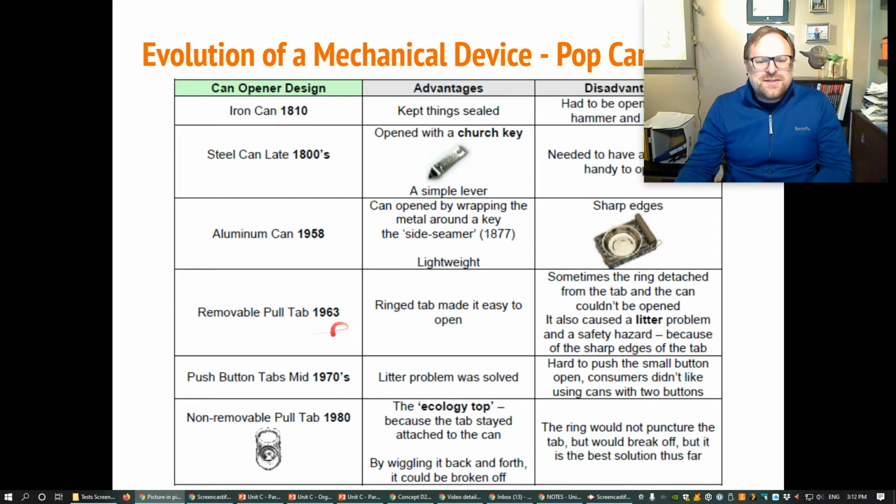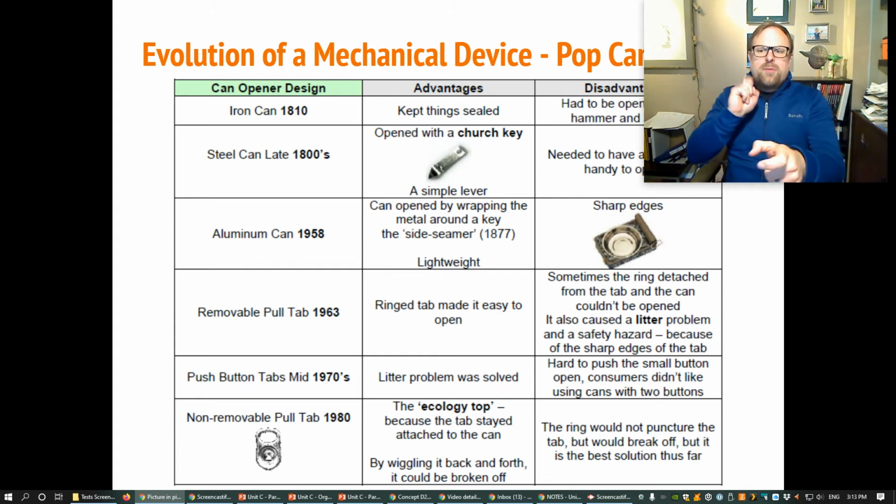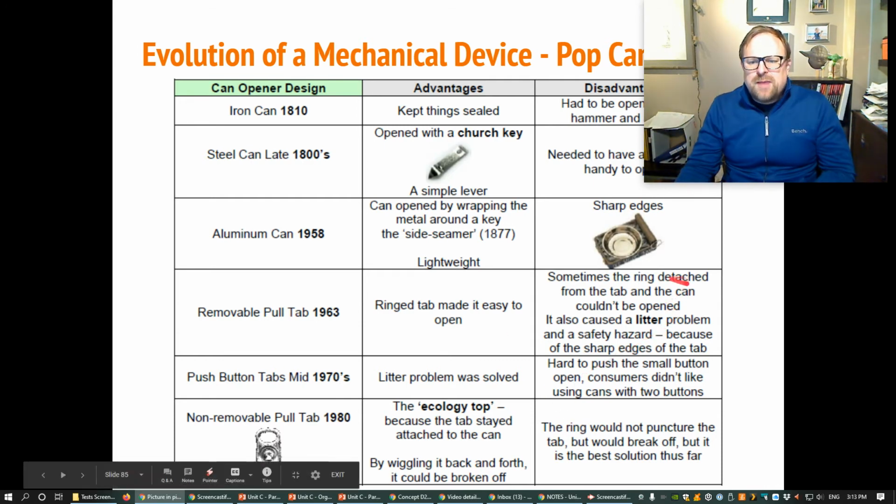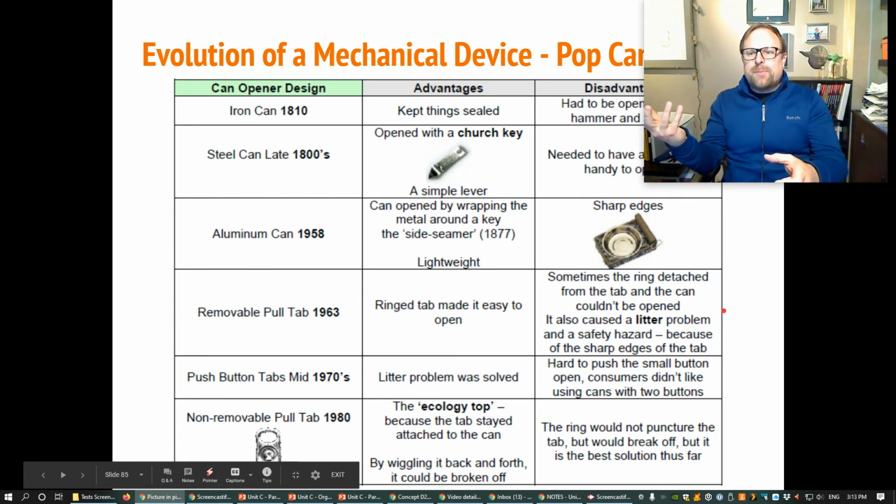In 1963, the aluminum can got what's called a removable pull tab. Basically, it's a ring tab that made it easy to open, and so all you would do is hook your finger into it, pull it off, and throw the ring away. Okay. A couple of problems. Sometimes the ring detached from the tab and you couldn't open it. You pull it and nothing would happen.